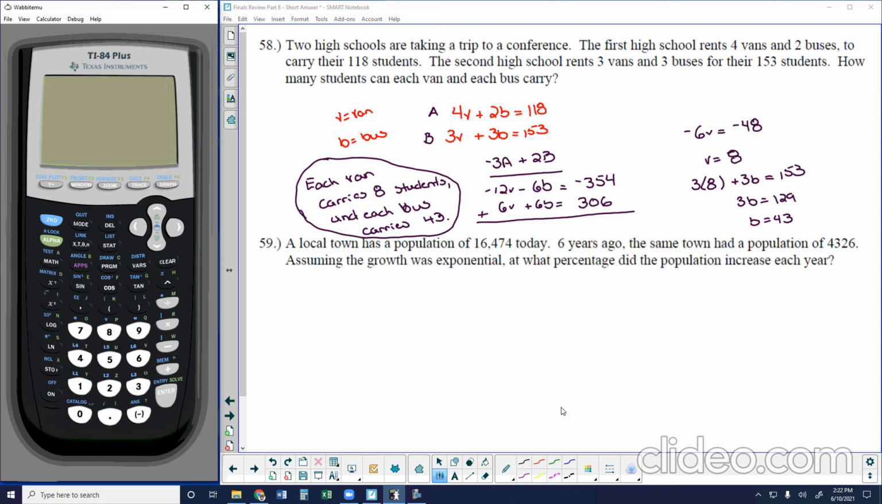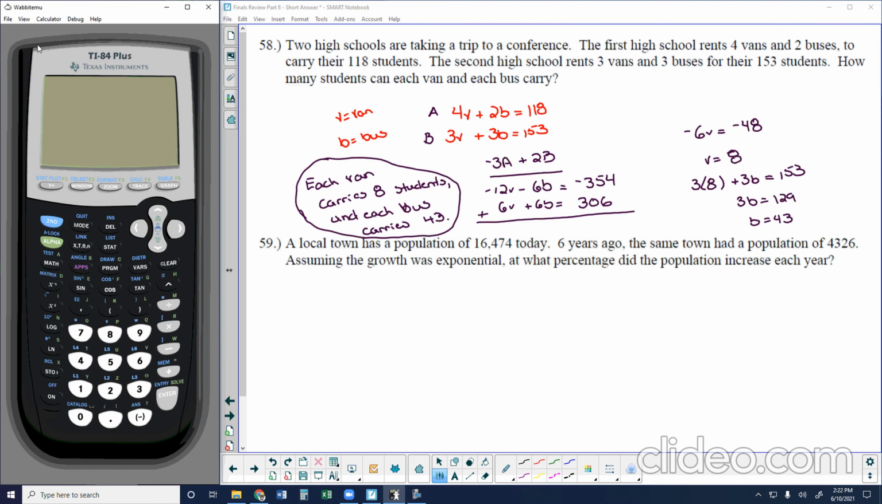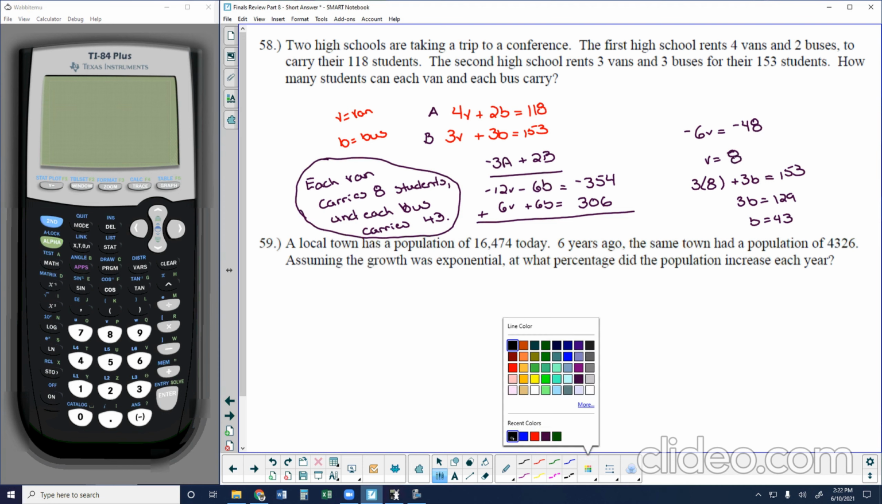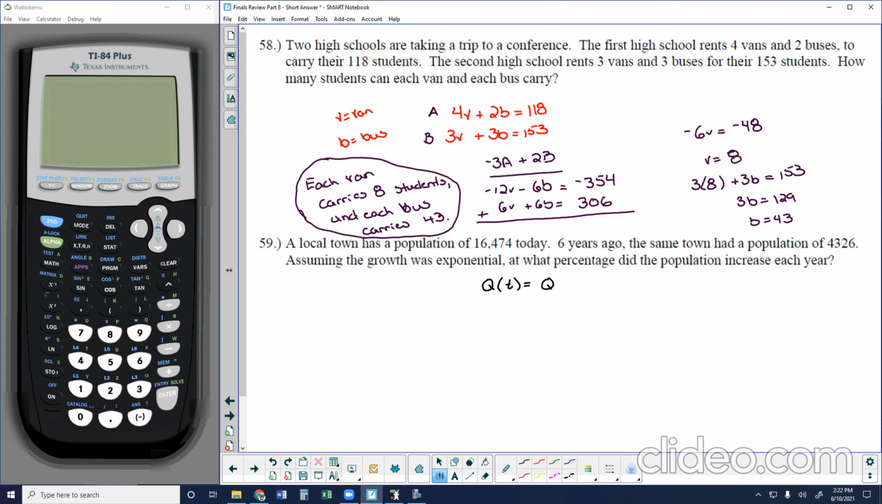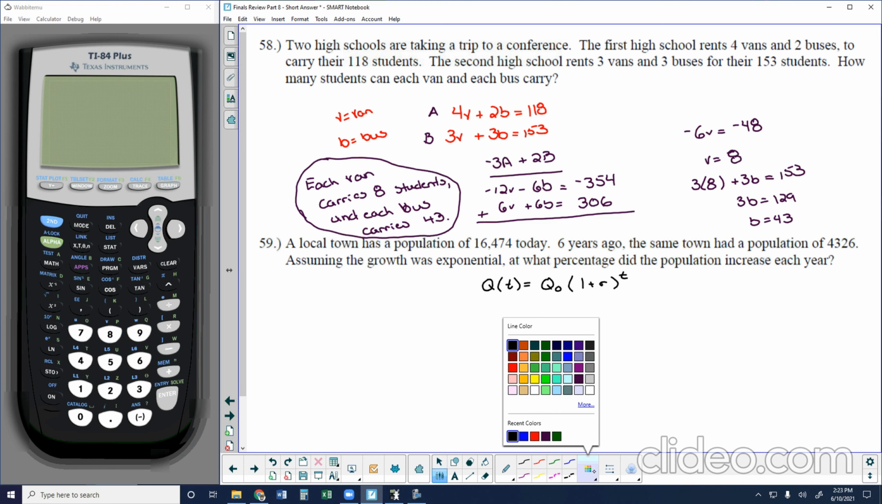Taking a look at problem 59, it says a local town has a population of 16,474 today. 6 years ago, the same town had a population of 4,326. Assuming the growth was exponential, at what percentage did the population increase each year? Well, we have this equation for our exponential growth, which would be Q of t is equal to Q sub 0, the initial population, times 1 plus, it's a growth, so plus the growth rate, to the t power, where t represents time.